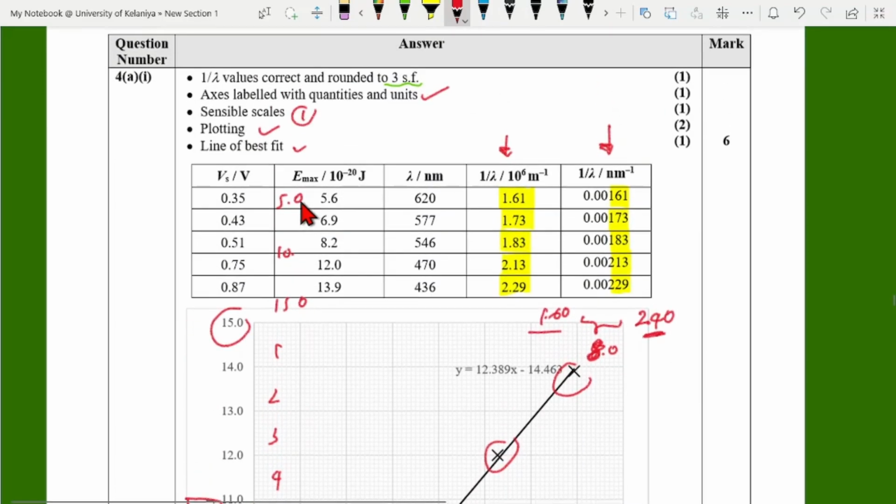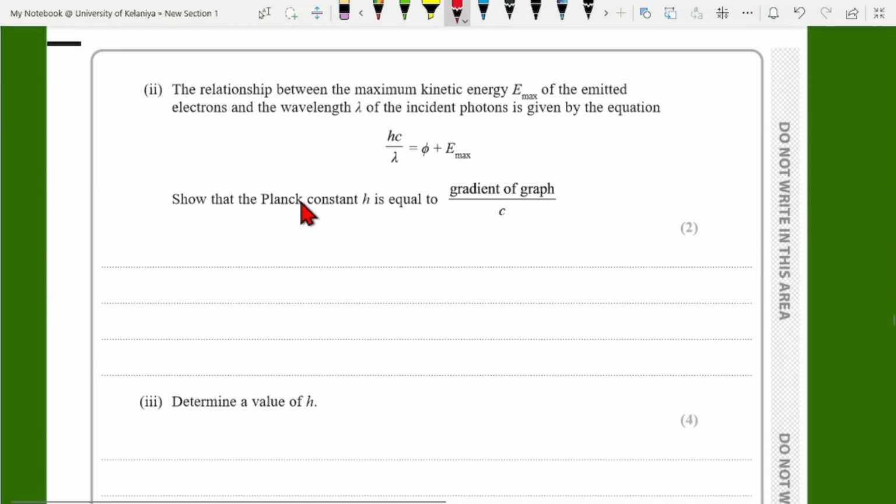Then that's it. In the next question, the relationship between the maximum kinetic energy Emax of the emitted electrons and the wavelength lambda of the incident photons is given by this equation. Show that the Planck constant h is equal to gradient of graph over c. So in our graph, Emax is on the y-axis, so we need to make that the subject. If I make Emax the subject, it is hc over lambda minus phi, our equation.